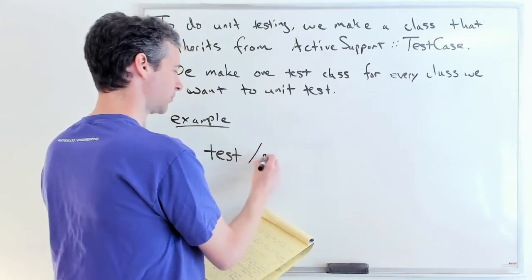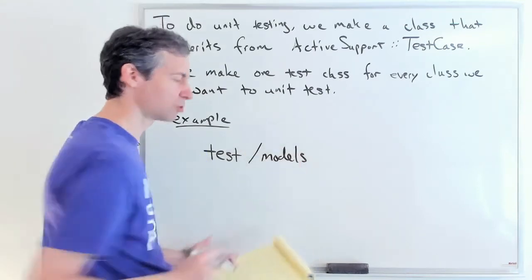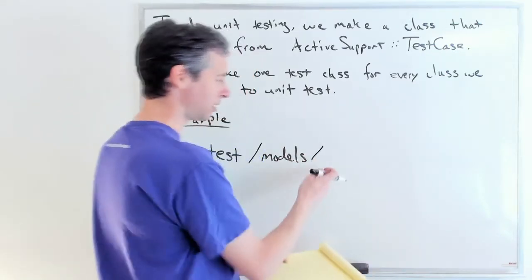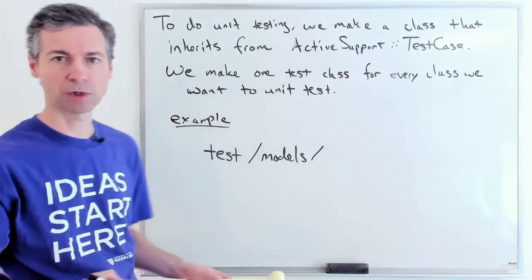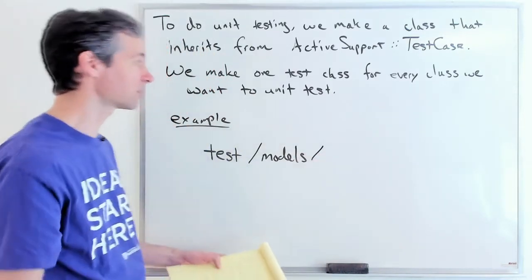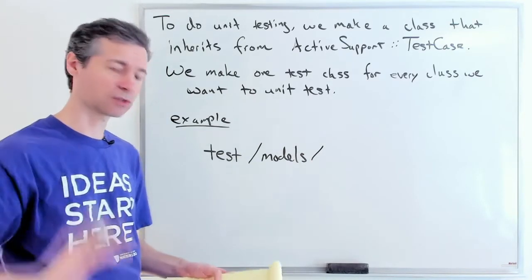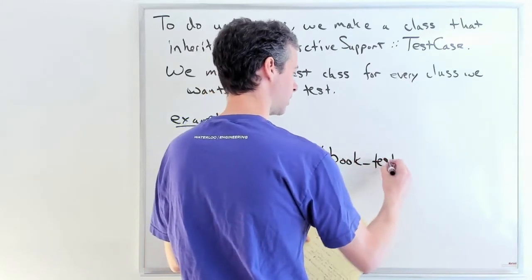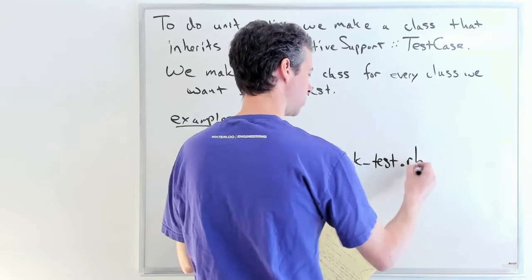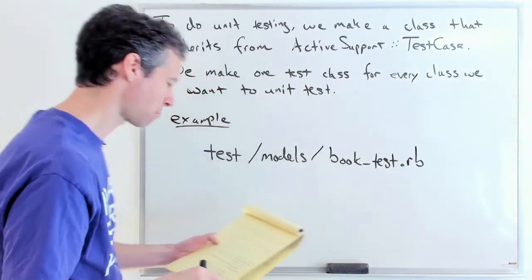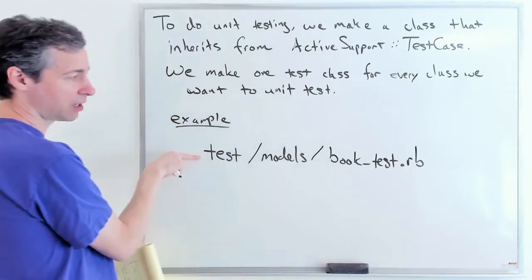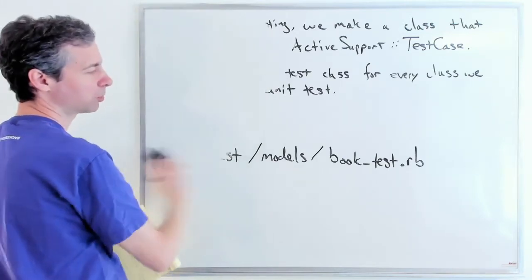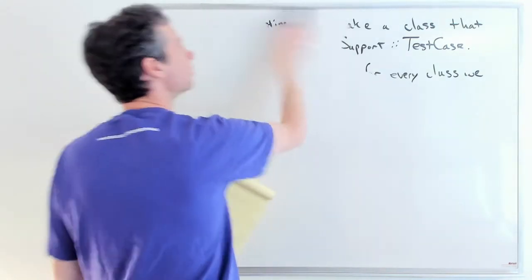But our automated tests for unit testing are associated with our models, so they go in test/models, and then we'll have a whole bunch of different files. We're going to test the book model, so I'm going to make a class for testing the book class, and we'll name the file book_test. All right, so that's the file that I'm going to be editing. So let's start a fresh whiteboard to edit that file.